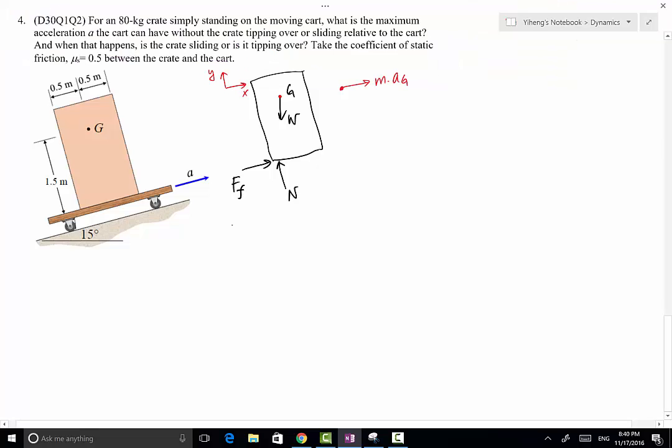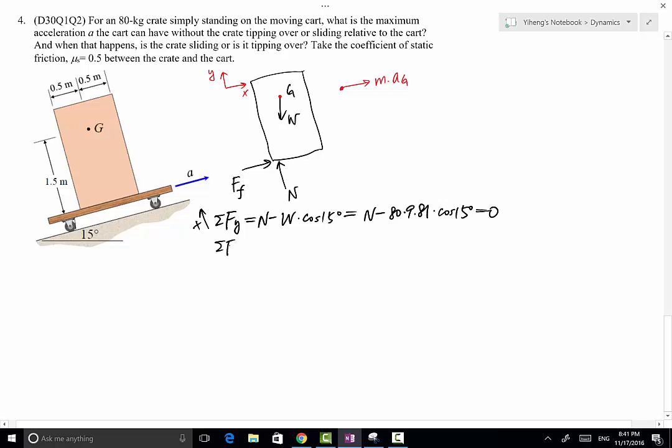So let's write the first equation. Let's write the resultant force along the y direction, which is in this direction. That equals the normal force minus W times cosine 15 degrees equals 0. And this is N minus mg, which is 80 times 9.81 times cosine 15 degrees, equals 0.